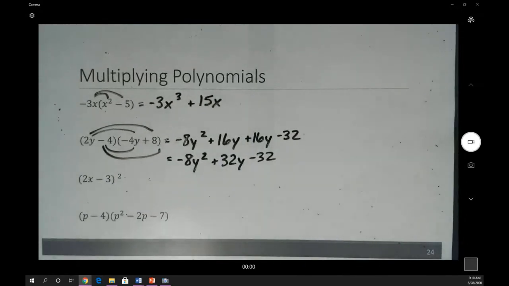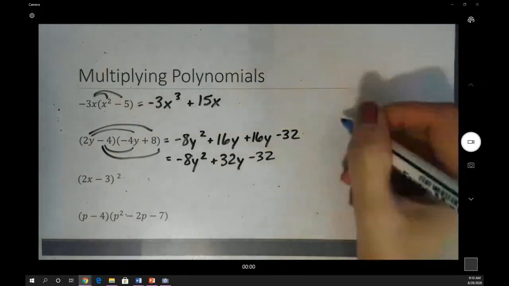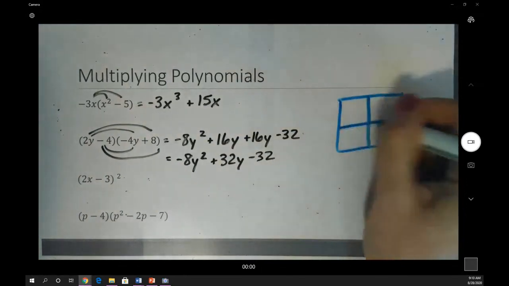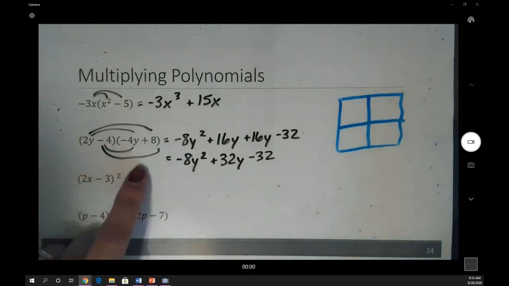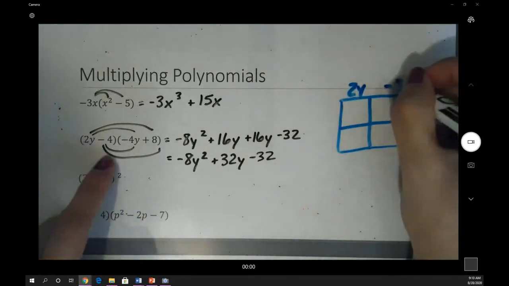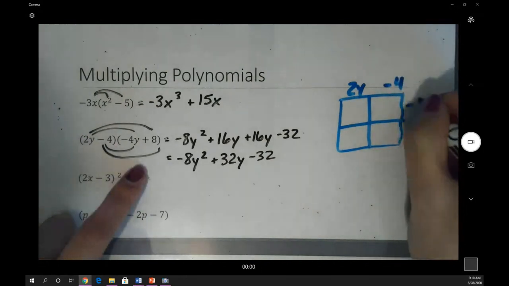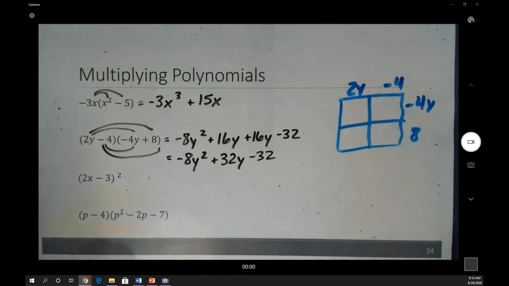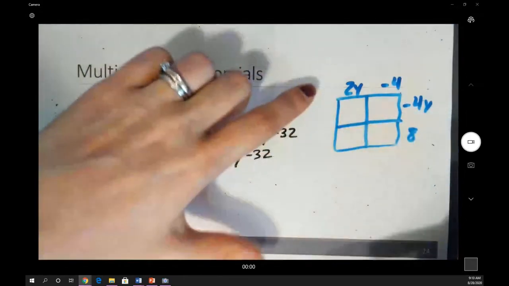Another method that several of my students have seen before is called the box method, and that's another way we can multiply these. Because they're both binomials, I'm going to make a box that's 2 by 2 so that there's room for two terms on each side. We have a 2y and a negative 4. We have a negative 4y and a positive 8. Where the two intersect, I'm going to multiply.